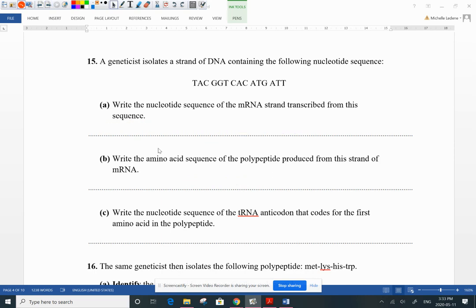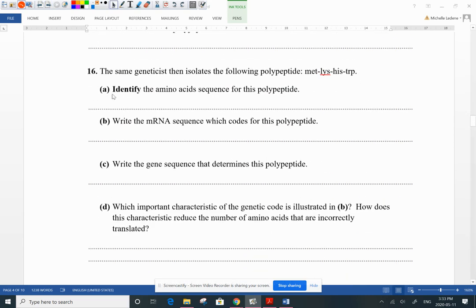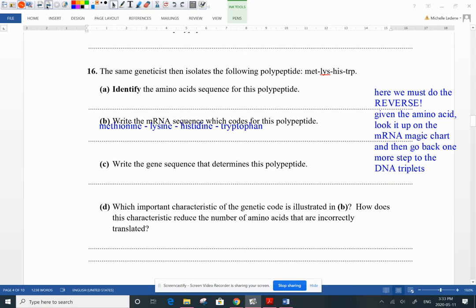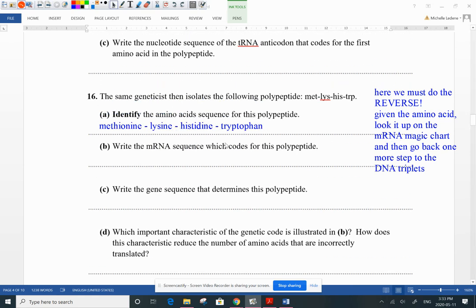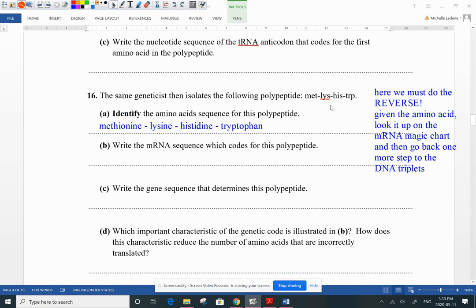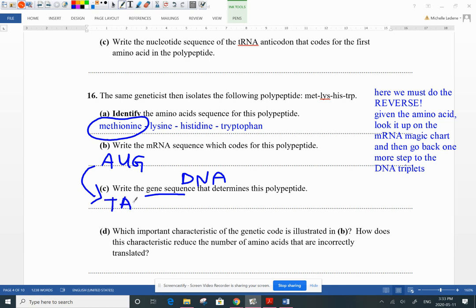And then the next question is showing you've got to do the exact opposite. You've got to work your way backwards. So we've got methionine, lysine, histidine, tryptophan. You look up each of these on your magic chart. Methionine, we just found that one. When we looked it up on the mRNA, it was AUG. And then we go backwards one more step. What's the gene sequence? Here we're going one more step back to the DNA. What's the 3-letter DNA triplet? Well, it's going to be TAC.